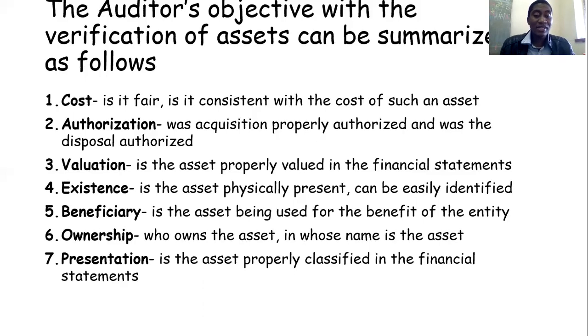Then lastly, number 7, presentation. Is the asset properly classified in the financial statements? Where is our asset presented? Is it presented as an asset in the non-current asset section? Or is it presented as a liability? Or is it presented as equity? According to IAS number 1, the preparation and presentation of financial statements, when you're in the asset section, that's where you see the non-current assets in the statement of financial position.